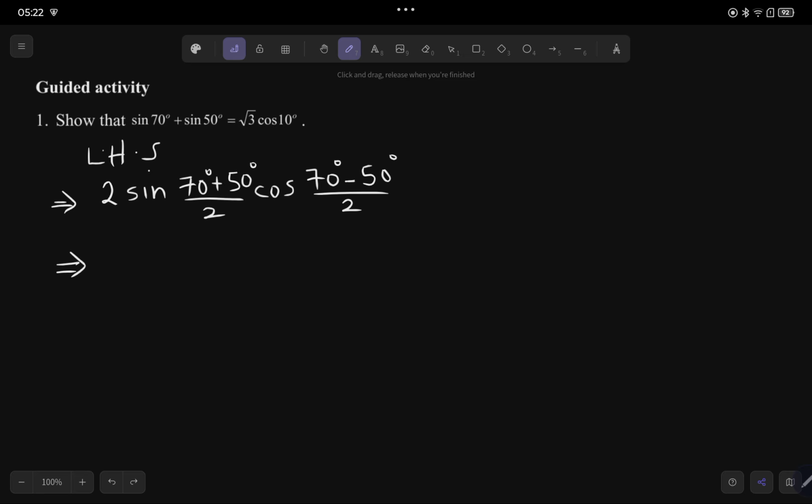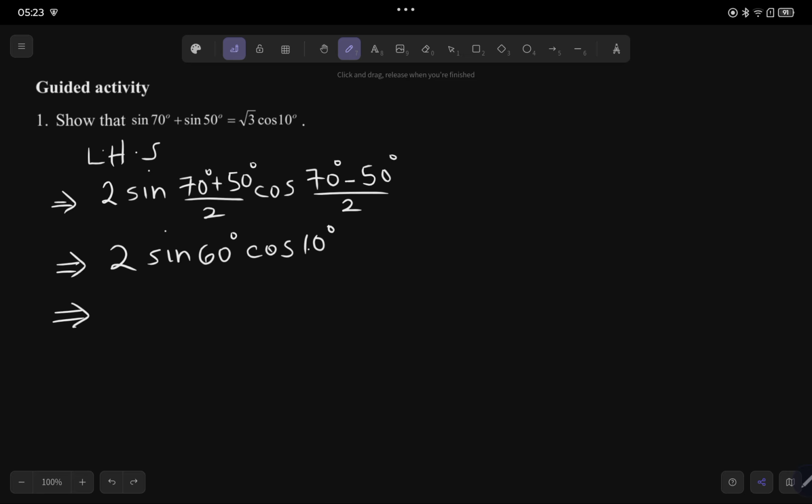Here we have 2 sine of 70 degrees plus 50 degrees, which is 120 degrees. Divided by 2, we get 60 degrees. 70 minus 50 is 20. Divided by 2, we get 10 degrees.